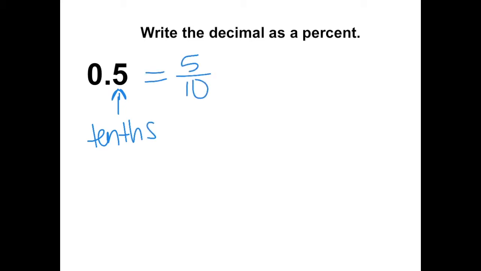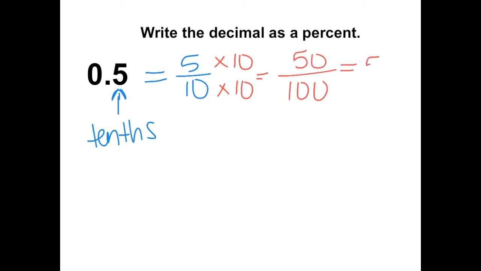Every percent should have a denominator of 100 because percents are always out of 100. So if we multiply the numerator and the denominator by 10, that'll give us a denominator of 100 and a numerator of 50. 50/100 can be rewritten as 50%.